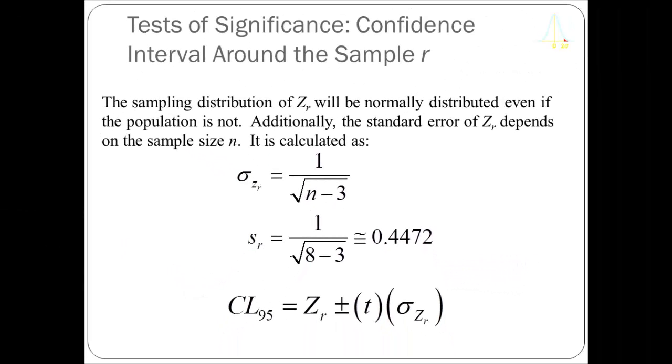So in our example of this math and verbal score, there were 8 individuals, and so my standard error is 1 divided by the square root of 8 minus 3, or approximately 0.45.